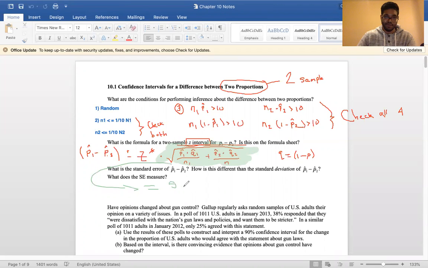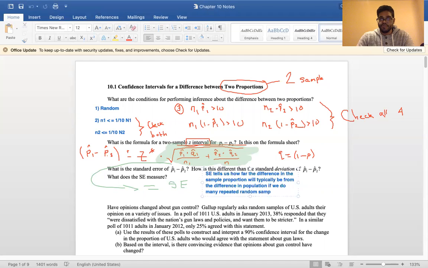SE equals standard error. And again, your standard error tells you how far the difference in the sample proportions will typically be from the difference in the population proportions. So I'll write that out. SE tells us how far the difference in the sample proportions will typically be from the difference in the population proportions if we do many repeated random samples.